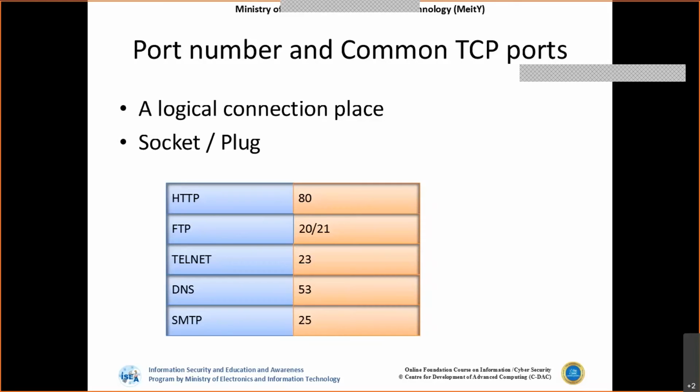Generally, whenever we talk about a port number, it is nothing but a logical connection that is bound to a specific service or a specific application. Now, let's say if I talk about the HTTP service, then the port number associated with it is port number 80. If I talk about the FTP service, then FTP has two ports, 20 and 21. One is for data initiation, one is for the commands that are given. If we talk about Telnet, it is 23. If I talk about DNS, it is 53. If we talk about SMTP, it is 25.